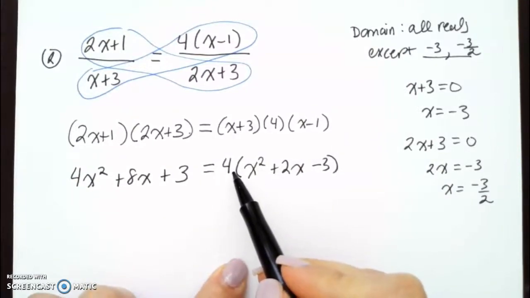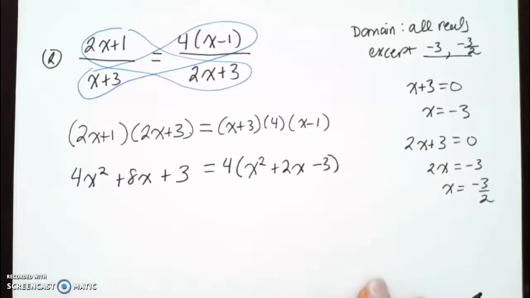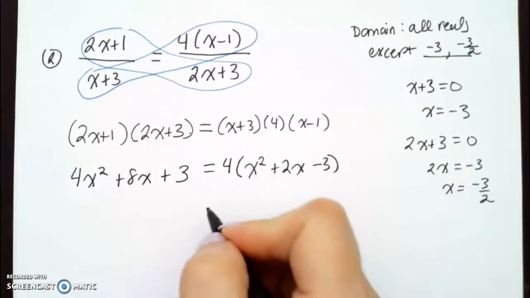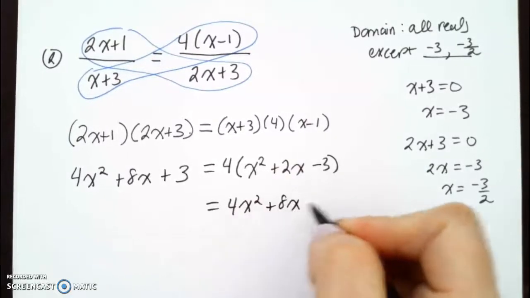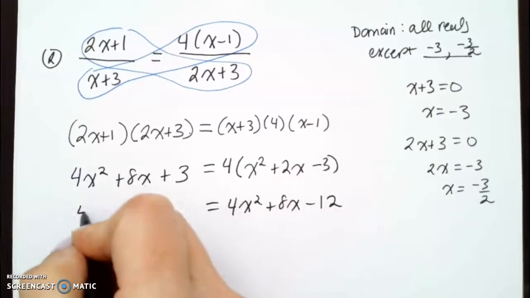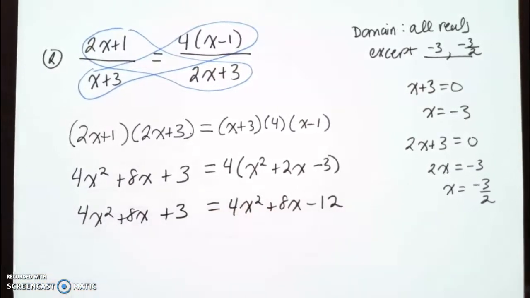You can multiply in any order, right? There are just 3 things that are being multiplied. Multiplication is commutative and associative, so you can swap things around and you can change the grouping. Now I'll distribute that 4. So that's 4x squared plus 8x minus 12. This side is still the same, 4x squared plus 8x plus 3.